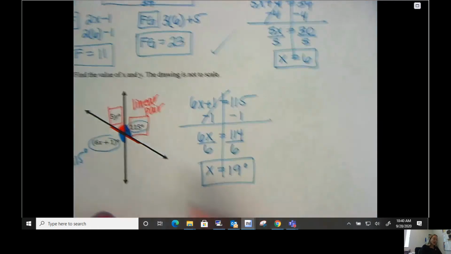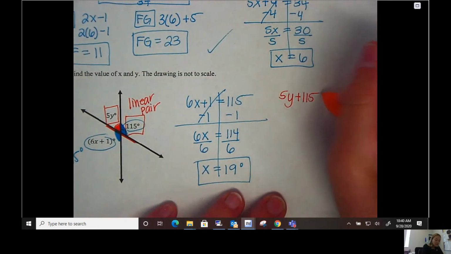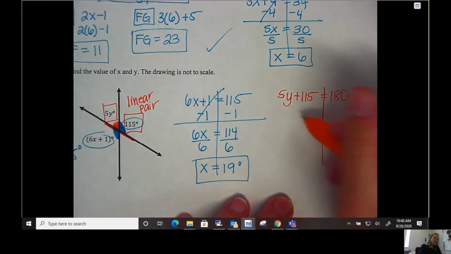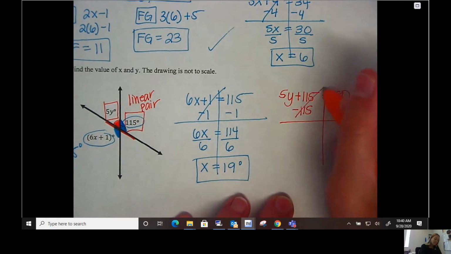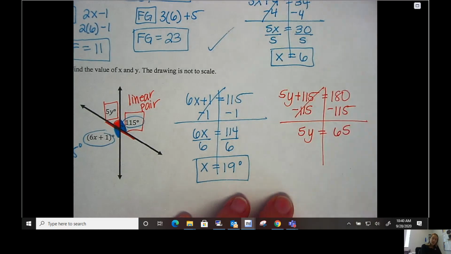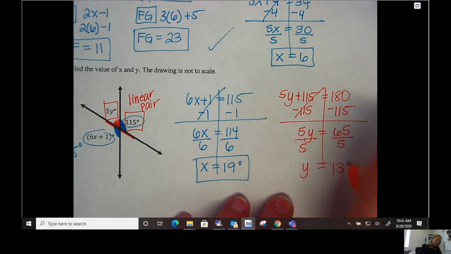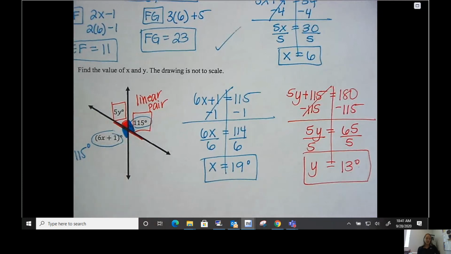So I'm going to write my equation as 5y plus 115 should give me 180 degrees. So an algebra problem, first thing I do is subtract 115 from both sides. I get 5y equals 65, and then I divide both sides by 5. I get y equals 13 degrees. And we're talking about degrees because they are angle measures.